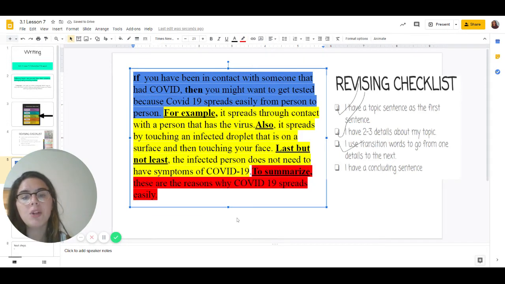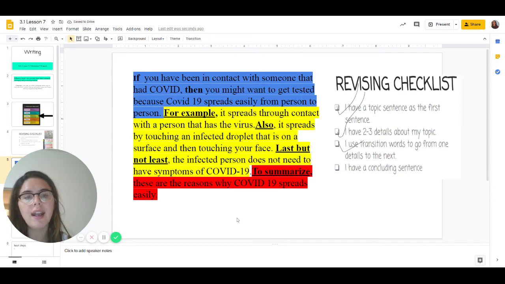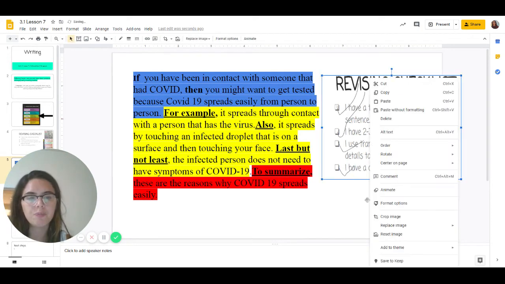So this is my hamburger paragraph. It's in order. It has everything that my revision checklist asks us for. So really, for this, I would be ready to go to editing because I have all of these things. I don't need to revise unless I wanted to.